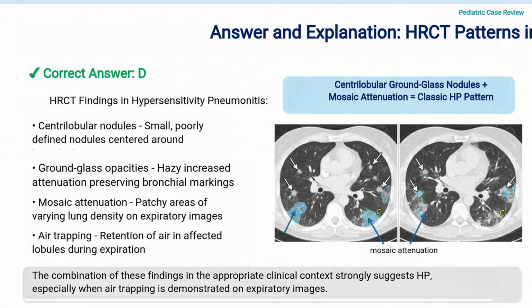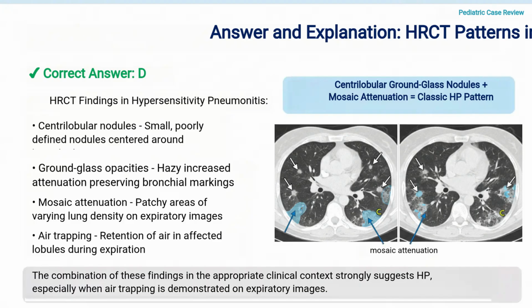The classic high-resolution computed tomography pattern in hypersensitivity pneumonitis consists of 4 key findings. First, centrilobular nodules, small, poorly defined nodules centered around bronchioles. Second, ground glass opacities, hazy increased attenuation preserving bronchial markings. Third, mosaic attenuation, patchy areas of varying lung density on expiratory images. Fourth, air trapping, retention of air in affected lobules during expiration.